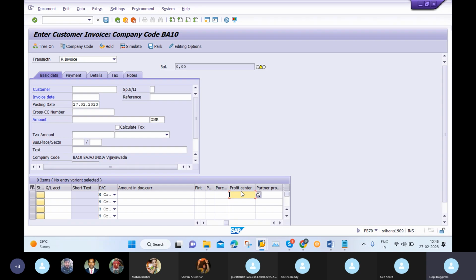The thing is, why? This is the link between controlling and finance. This is the integration between finance and controlling. For example, before that, what do you mean by cost center and what do you mean by profit center?